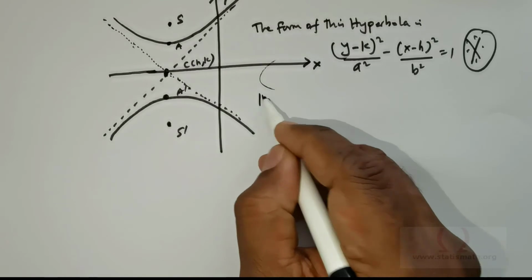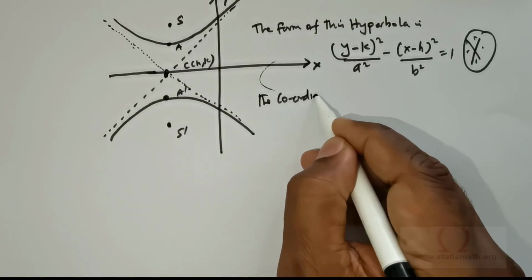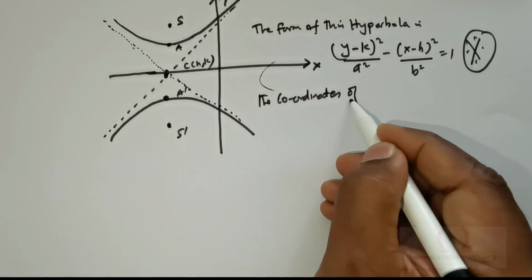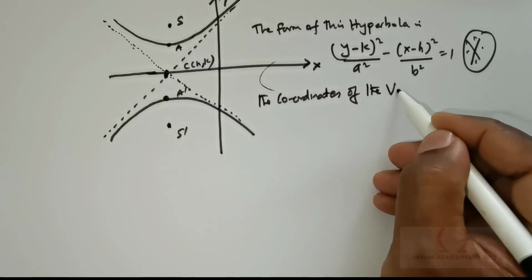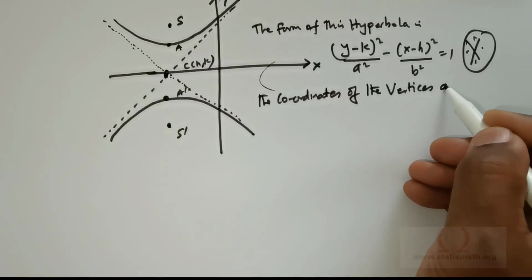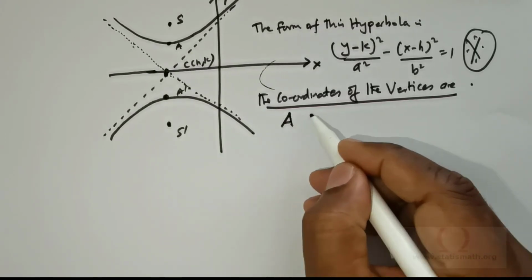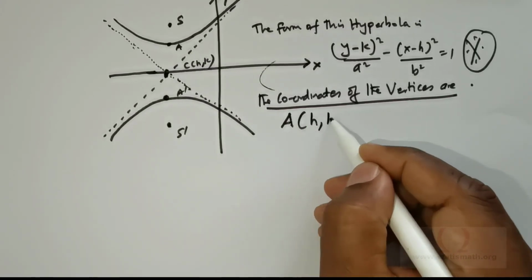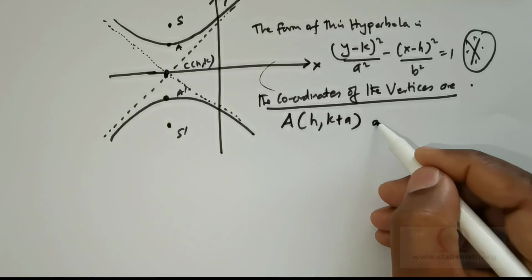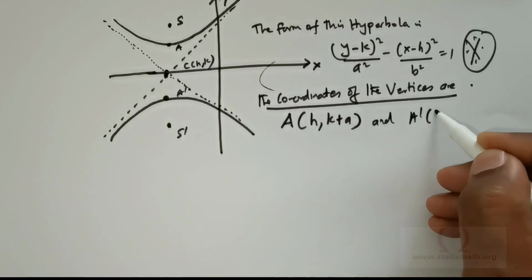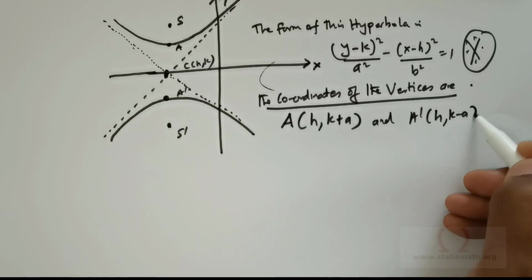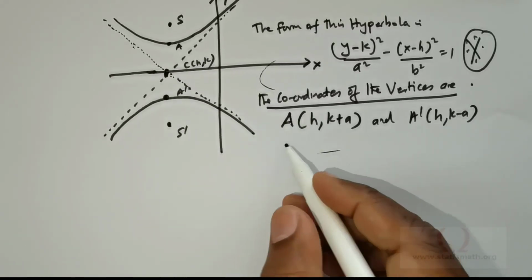Now the coordinates, let me write it down. The coordinates of the vertices are, we have two vertices: A is (h, k + a) and A dash is (h, k - a). This is for the vertices.